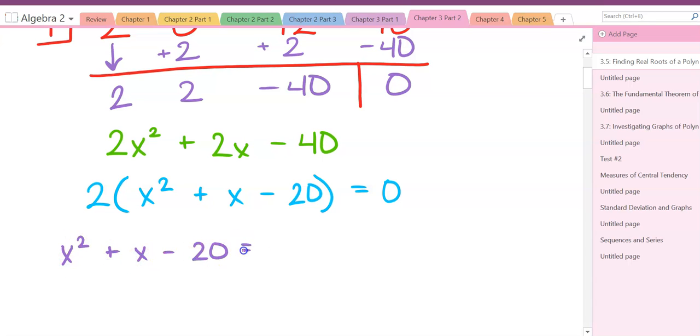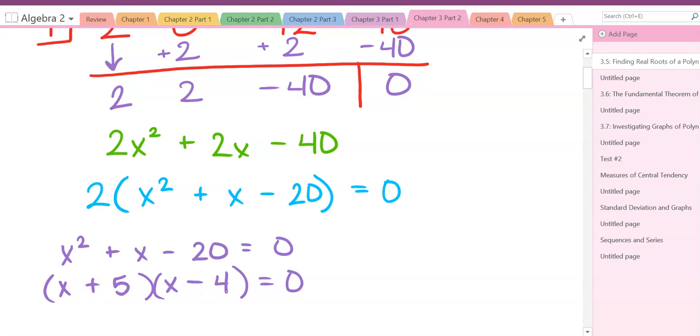I want to try to factor this. So remember, we put an x in each one. Now you got to think to yourself, I need 2 numbers. They have to do 2 things. They have to multiply to that negative 20, and they have to add to a 1, because there's a 1 in front of that x. So what 2 numbers would multiply to negative 20, and when I add them, I get positive 1? Negative 4 and 5. So I'm going to write x plus 5, x minus 4.